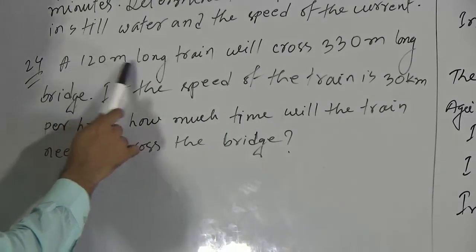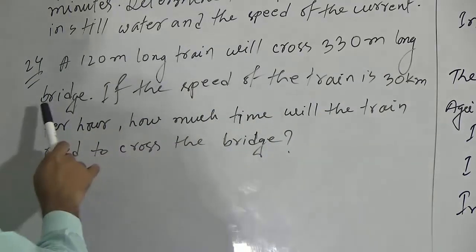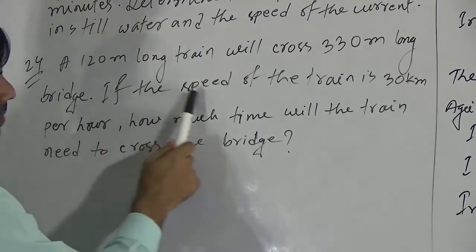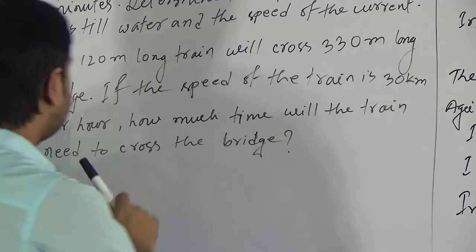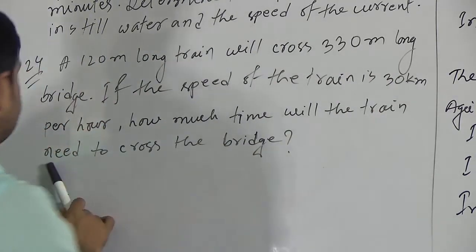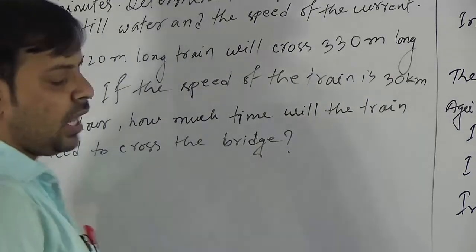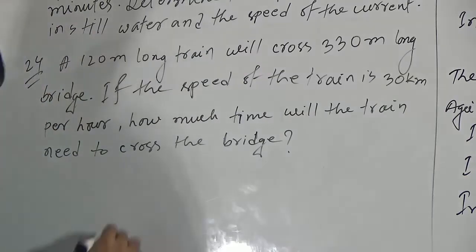A 120 meter long train will cross a 330 meter long bridge. If the speed of the train is 30 km per hour, how much time will the train need to cross the bridge? Dear students, to solve this question, you have to understand here at first.